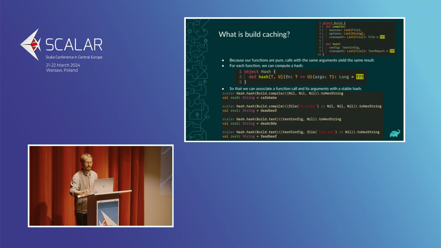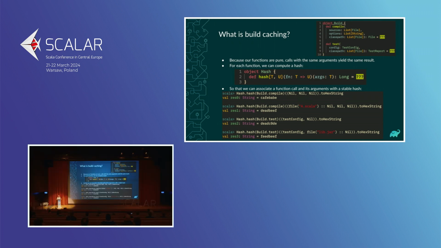Now, if we define something that will compute a hash based on a build function and its arguments, we get a cache key back. That's our hashing function. We can try it first with the compilation function. We give no sources, no options, no class paths, and we get some hash. If we give it some source file, we get a different hash, the same for a test, and so on.